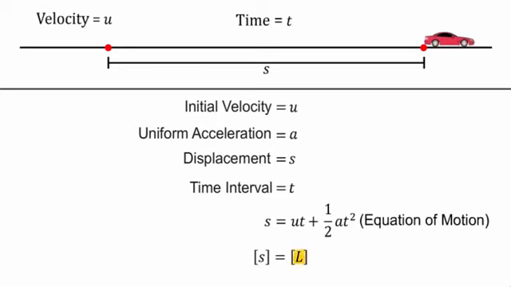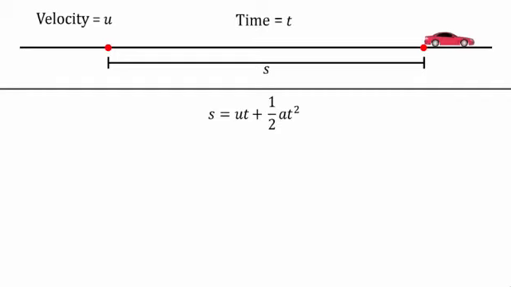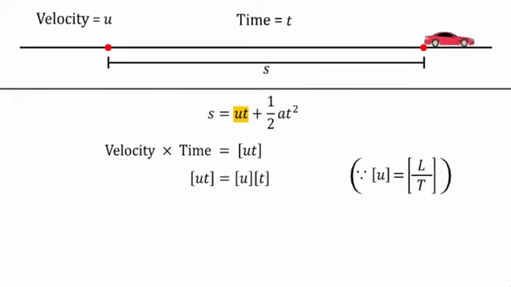On the right-hand side of the equation, we have 2 terms, each involving the product of 2 different quantities. The first is ut and the second is half at square. When the magnitudes of 2 or more physical quantities are multiplied, their dimensions are also treated in the same manner as done with ordinary algebraic symbols. In this case, in the first term, it is the product of velocity and time. The product of the dimensions of these quantities is LT power minus 1 into T, as shown. On simplification, we get L.